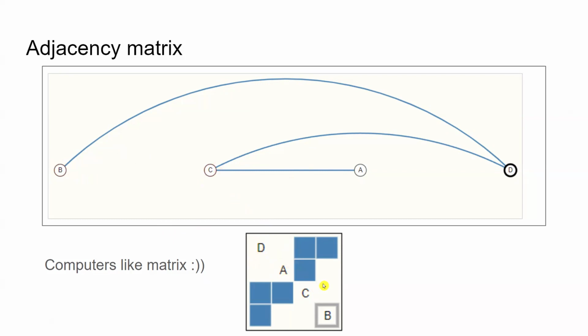Then let's say B and D are connected. You have it right here, and the same thing over here. B and D are connected, so it's going to be blue over here. So they just convert a graph into a matrix. That's the adjacency matrix.